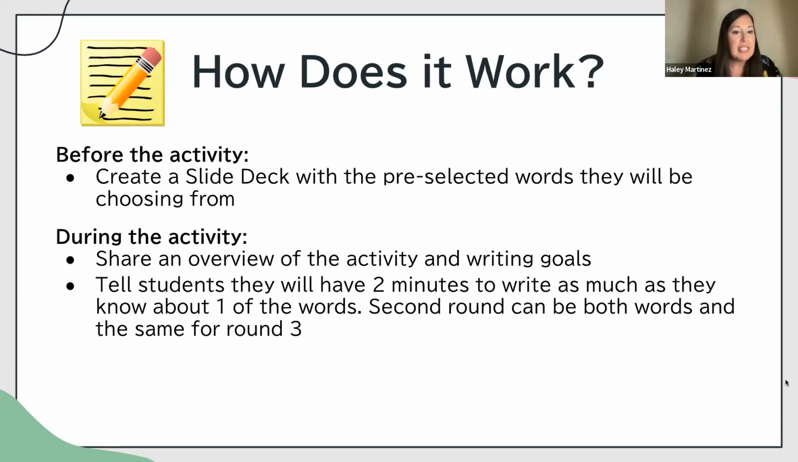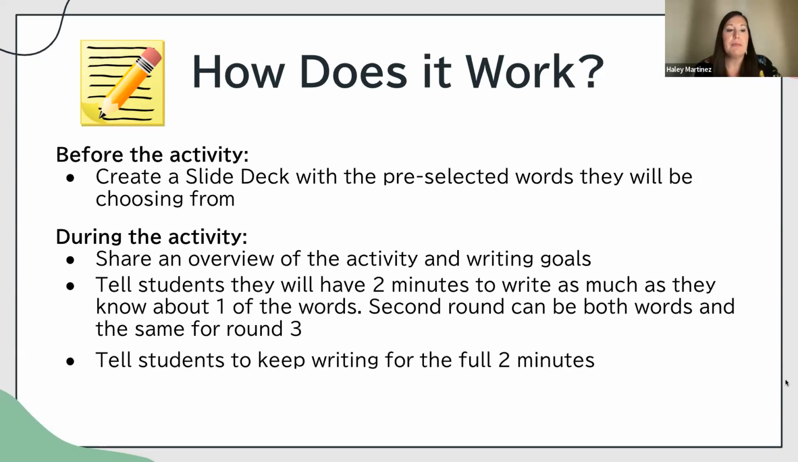Tell students that they have 2 minutes to write as much as they can that they know about one of the words. So round 1 is just one word. The second round can be both words, and it's the same for round 3. So one or both words.